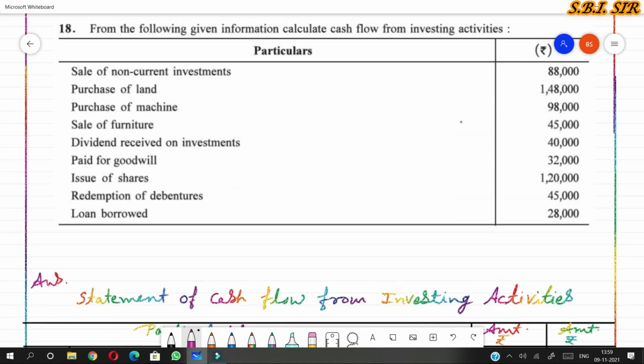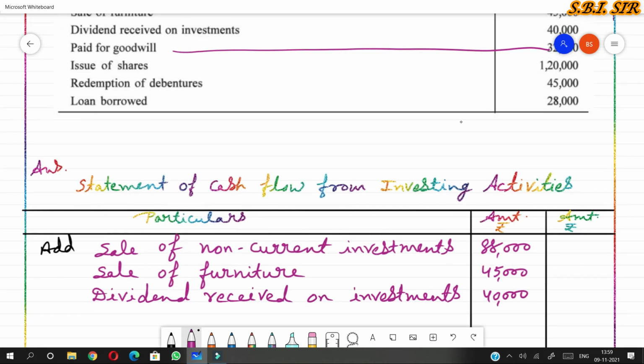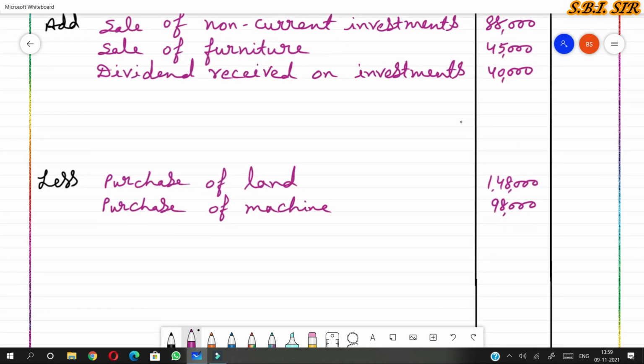Next, paid for goodwill 32,000. Cash flow decreases by payment for goodwill, so paid for goodwill 32,000.